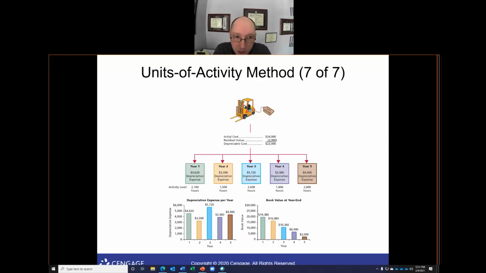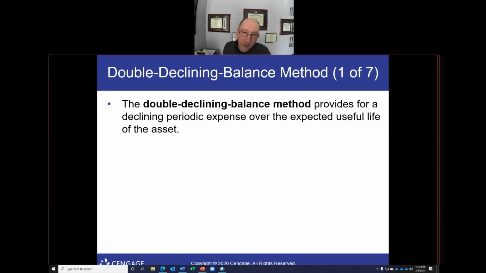Any other questions on units of activity before we proceed to the double declining balance method? I know it's a lot of information. Units of activity is typically the trickiest one. It's usually the most complicated for students to calculate. That's why I want to make sure that you understand those steps and the formulas involved with each step. You'll find it on the homework, just so you know.